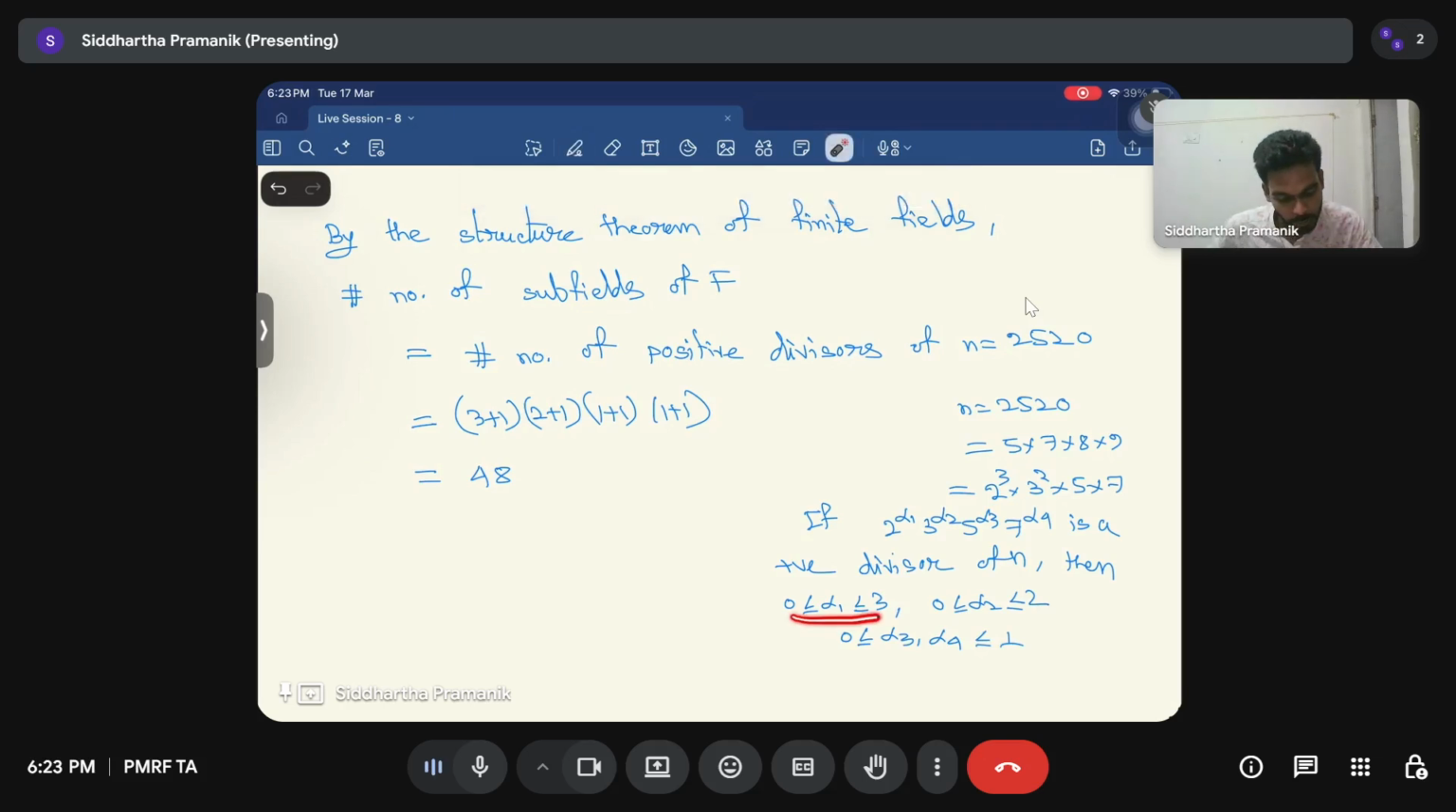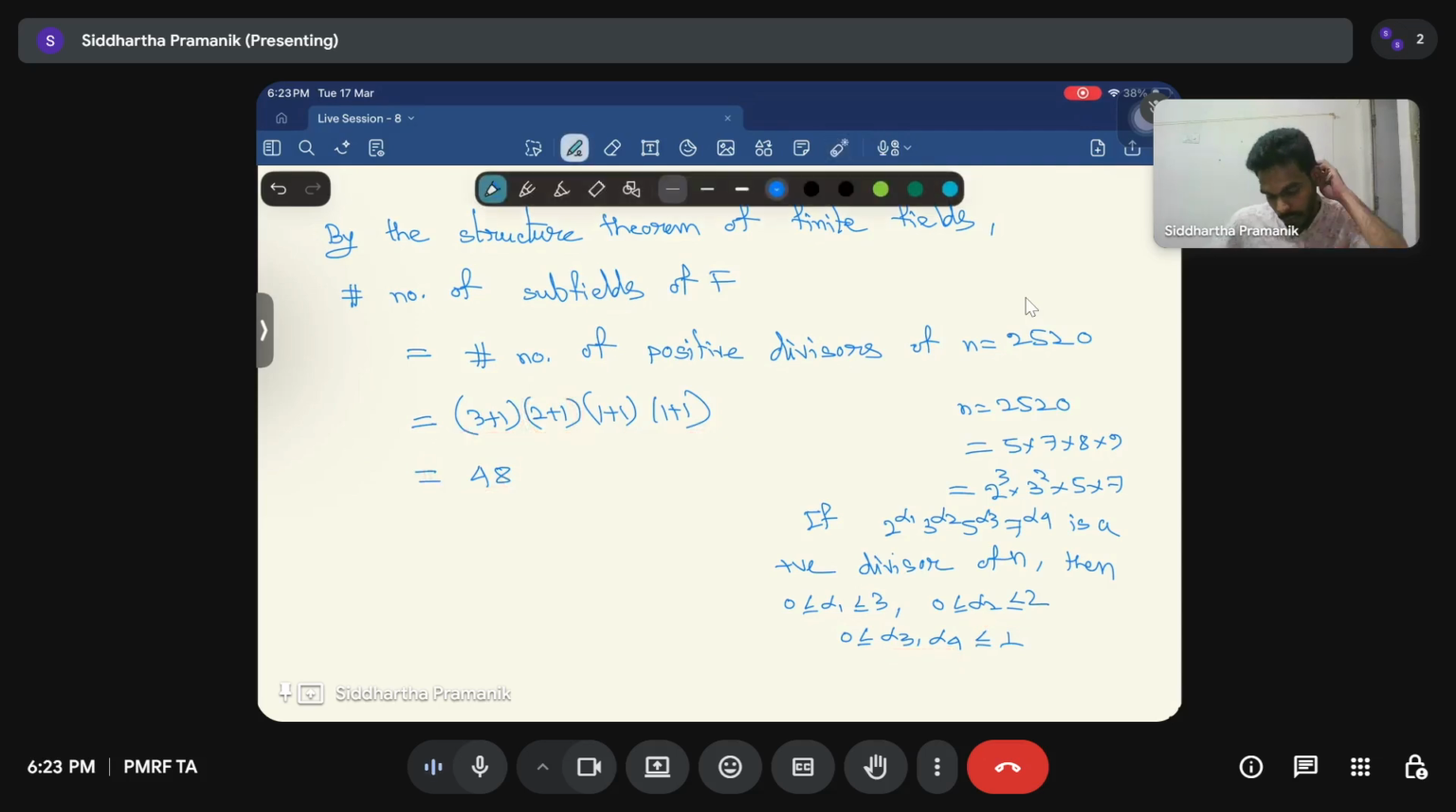So this α1 has 4 choices from 0 to 3, so here this is 4. α2 has 3 choices, so this is 2 plus 1, 3. And both α3 and α4 have 2 choices. So in total we have 48 choices for a positive divisor. So this is how we count the number of positive divisors of a positive integer.